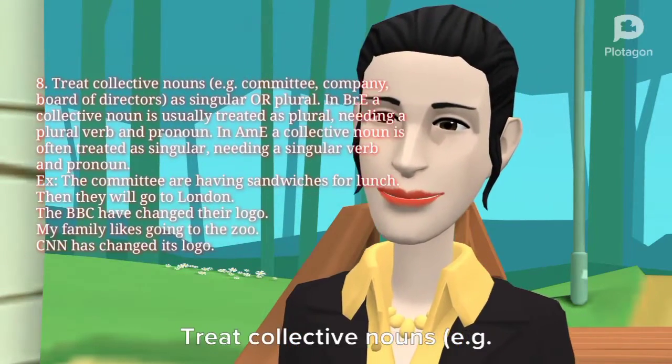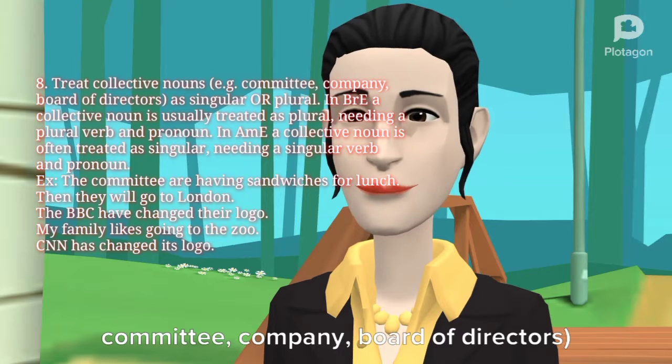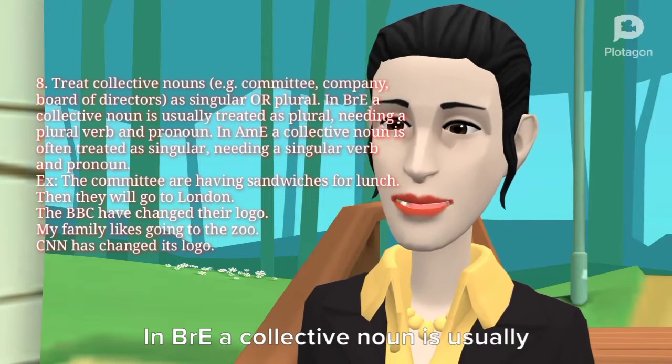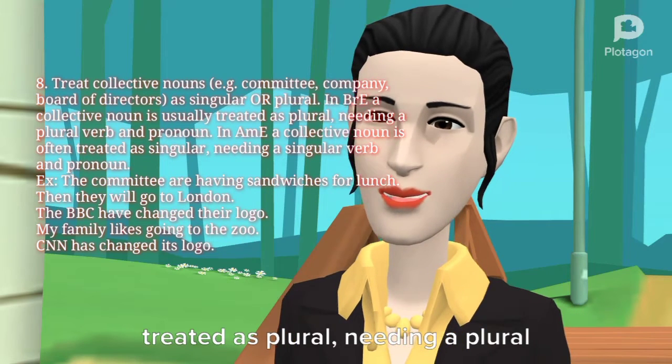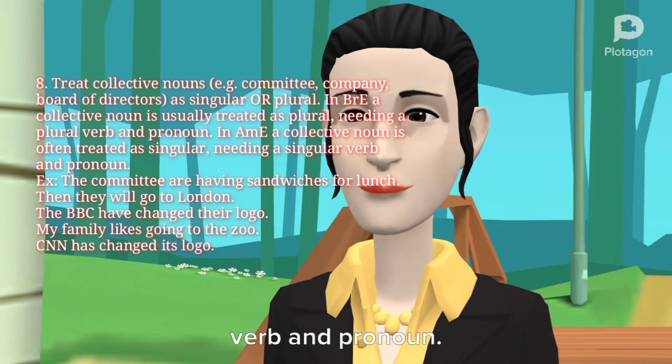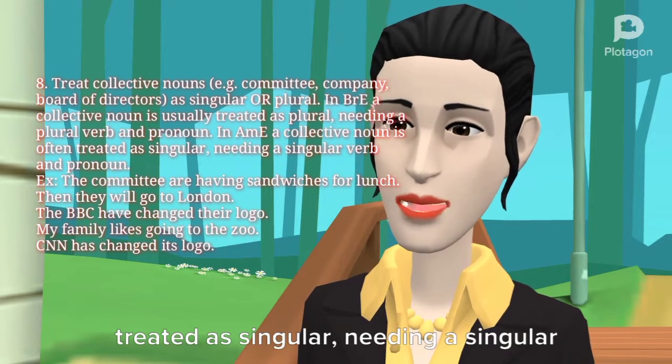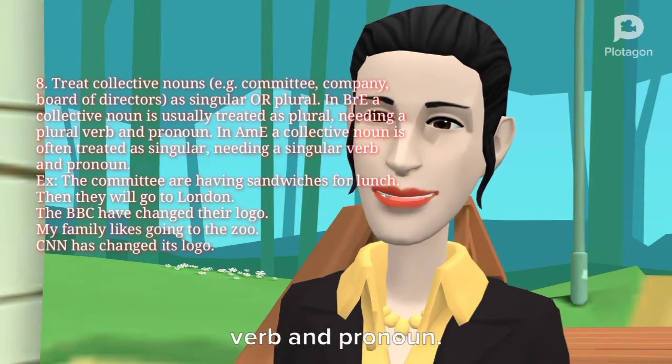8. Treat collective nouns, e.g. committee, company, board of directors, as singular or plural. In British English, a collective noun is usually treated as plural, needing a plural verb and pronoun. In American English, a collective noun is often treated as singular, needing a singular verb and pronoun.